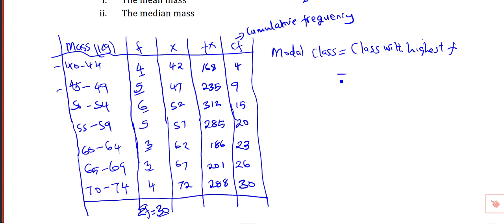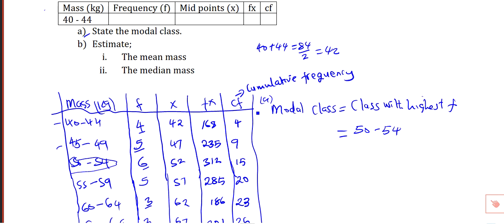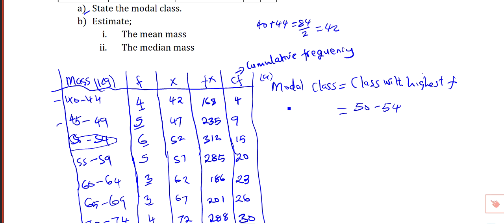Now you come to your frequencies. First class has a 4, next one is 5, this one is 6, 5, 3, 3, 4. So the class that has the highest frequency is the class 50 to 54. So you have stated the model class. The model class is that one there.